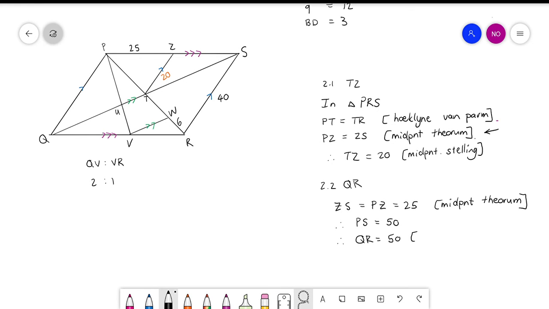eenhede, and you have to give your reason, opposite sides of parallelogram.